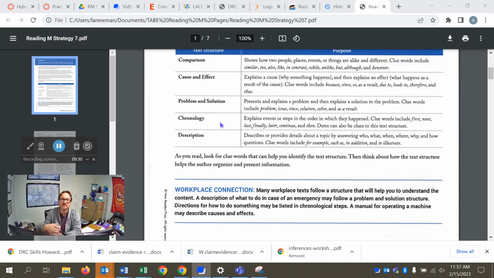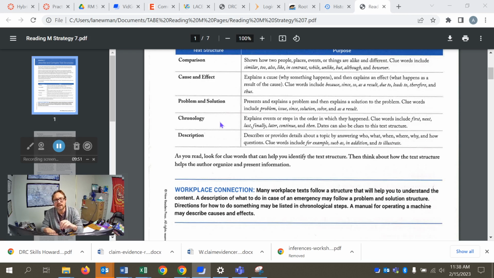Chronology also encompasses sequencing. Chronology, sequencing, same thing, putting things in their correct order. So, a science experiment will have oftentimes a chronology or sequencing text structure where they tell you how to perform the experiment from the beginning steps to the ending steps.